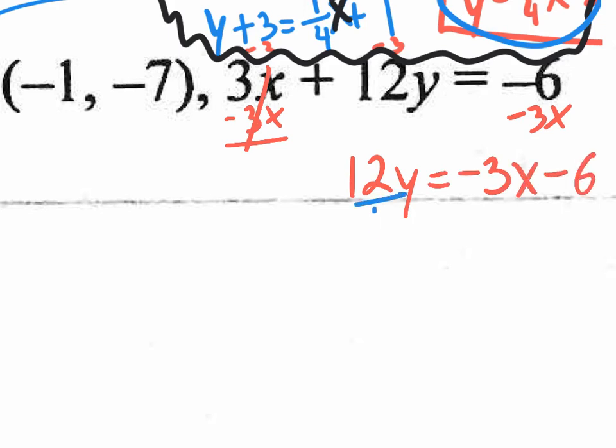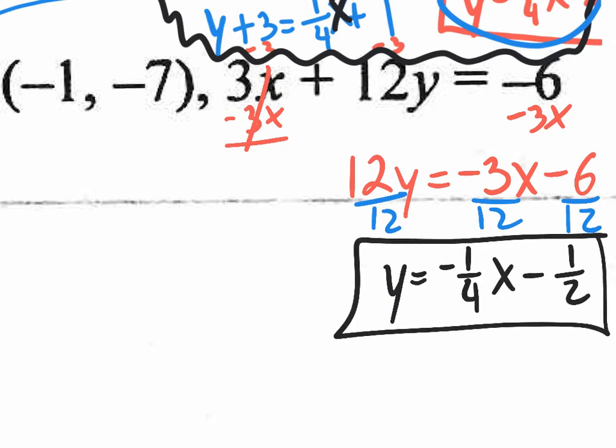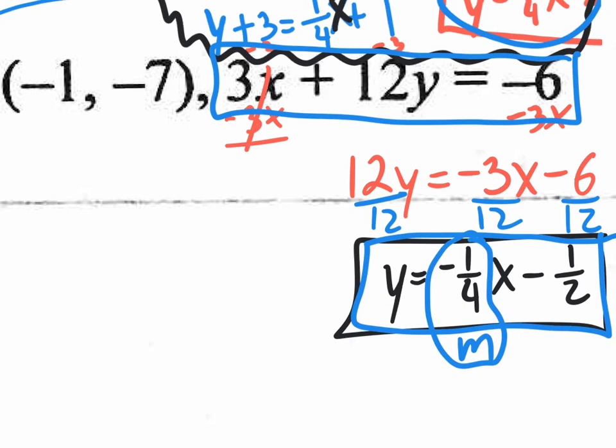Let's divide everything by 12 to get y by itself. You can't really divide by 12, but you could reduce all those fractions. You're going to get y equals negative 1/4 x minus 1/2. This is the slope-intercept form of the equation above, right here. This blue equation in the box is the same thing as this one, but I changed the form. Why did I do that? So I could clearly identify the m value, which is negative 1/4 of that equation.